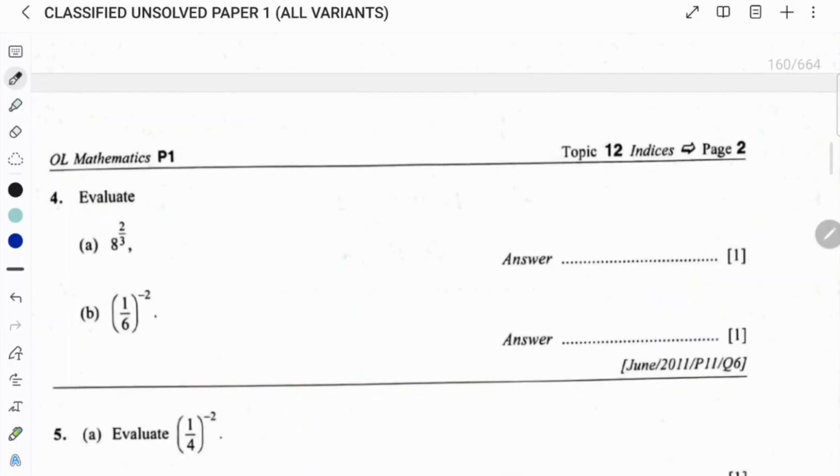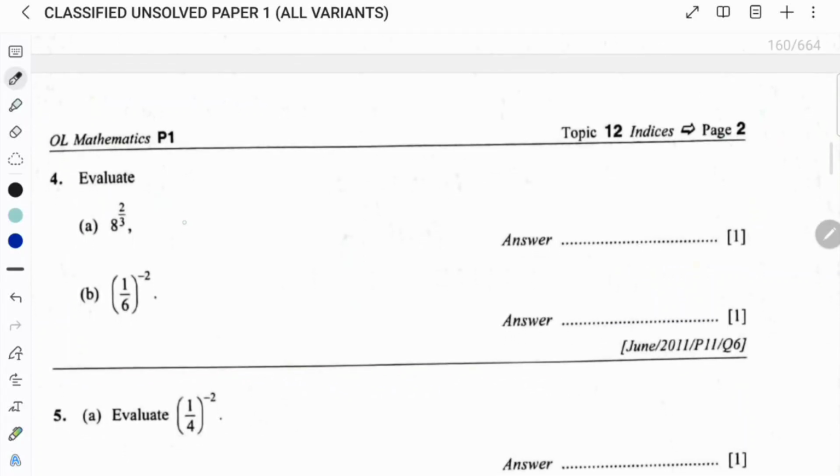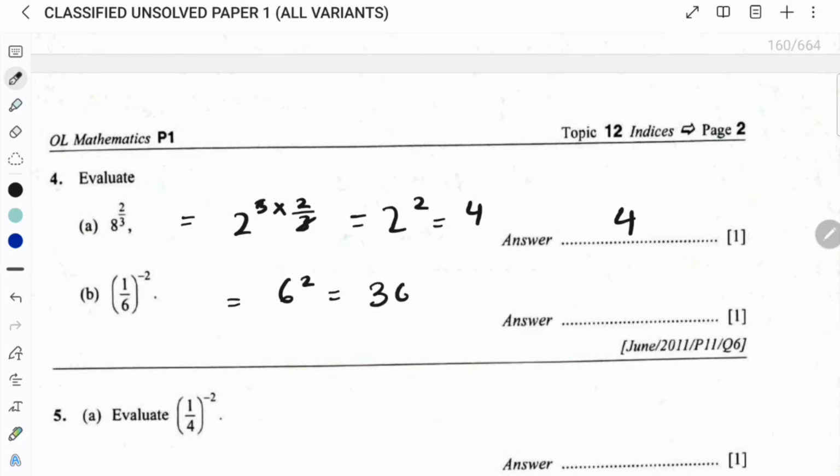Now this is 8 to the power 2 over 3, which means 8 we can write as 2 cubed, so 2 cubed to the power 2 over 3, and then the 3 cancels, it will become 2 squared, and you know that 2 squared is equal to 4. So 1 upon 6 to the power minus half, we can write 6 squared, which is equal to 36.